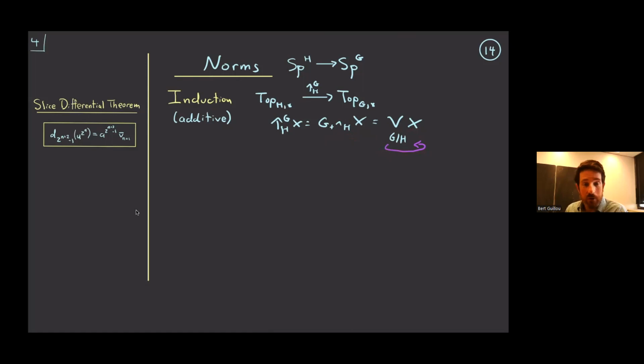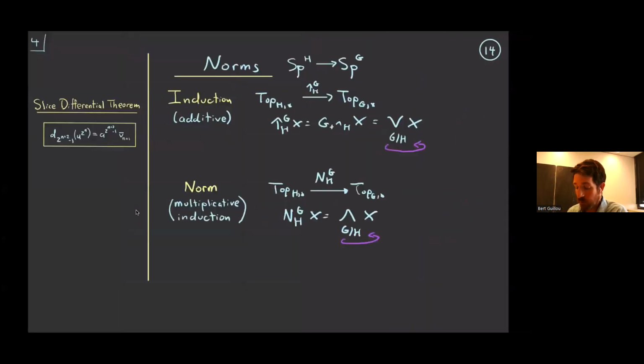But then one thing you can notice is that another thing you could do, instead of adding, is you could multiply, but use basically the same formula. Okay, and that works. That gives rise to what's called the norm. So it works this way at the space level, but again, you can define this at the spectrum level.